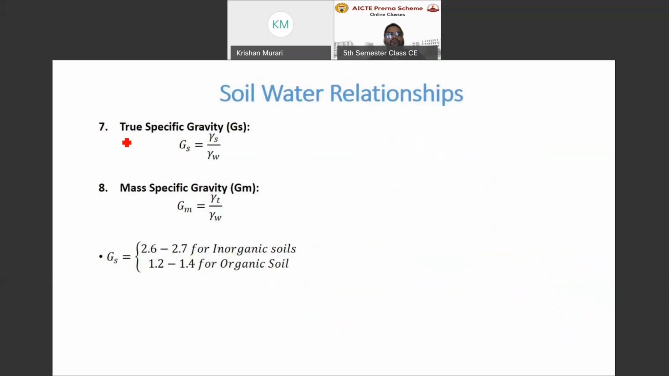There are some other terms like true specific gravity. What is the specific gravity? It is the ratio between the unit weight of soil to the unit weight of water. If we discuss mass specific gravity, it is the unit weight of total soil upon the unit weight of water. Basically, the value of specific gravity for inorganic soil varies from 2.6 to 2.7. For organic soil, it varies from 1.2 to 1.4. Remember these values also.